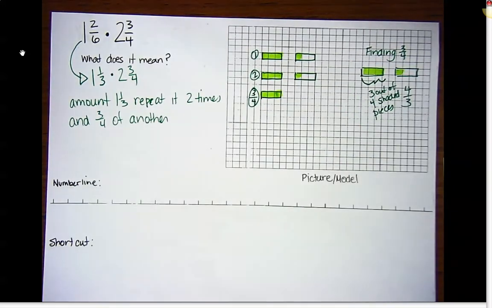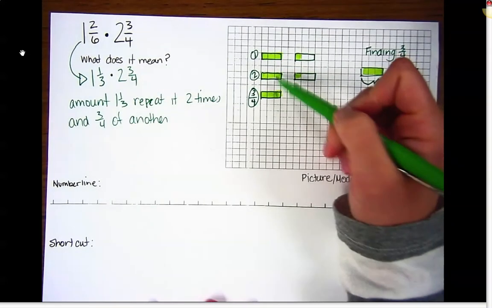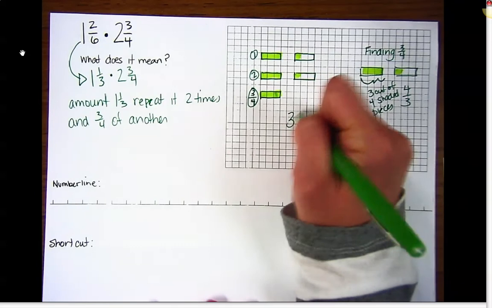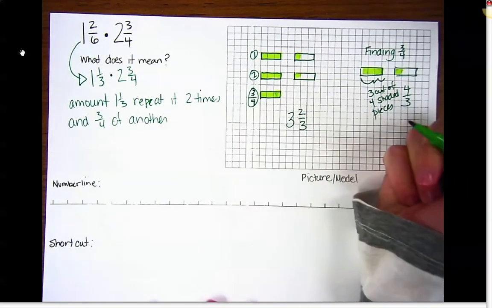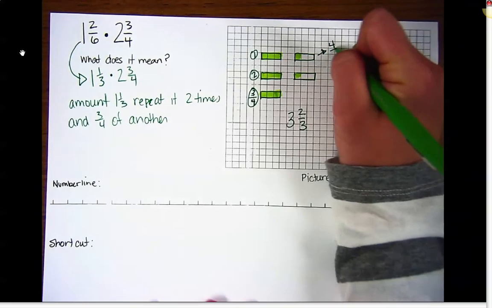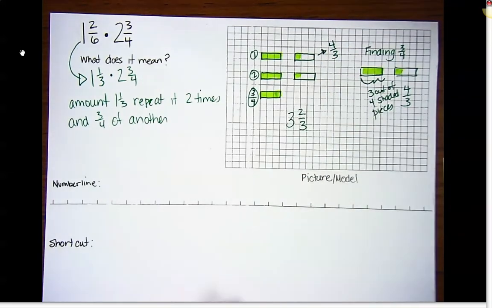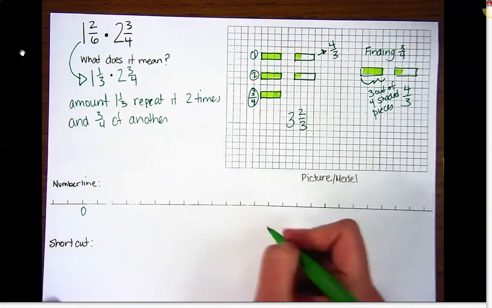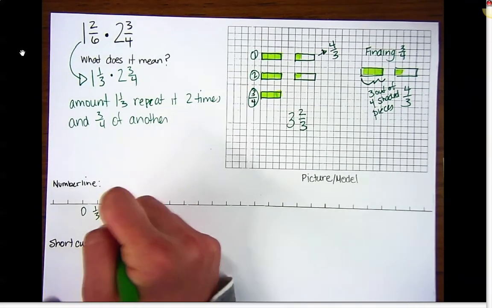So what does that give me? Well, I have 1, 2, 3 whole, and this one moves up there. I have 3 2/3. Each of these was 4 thirds. Well, how can we put this on a number line? Let's start with 0, and I'm going to count by 1/3 pieces on my number line.